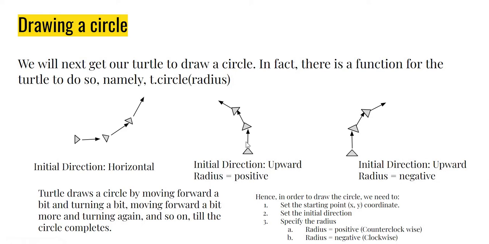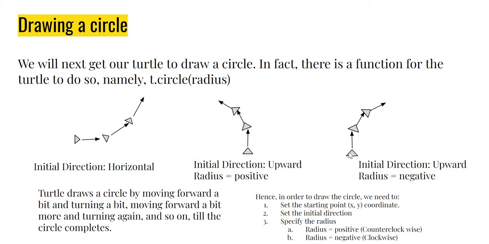Now similarly, the turtle could point upward in the beginning. It may move, move and turn. It may, for example, here also move and turn, right? Which means that in order to draw a circle, we need to do three things. We need to set the starting xy coordinate, so we use the go to statement to say where we want the circle drawn. We want to set the initial direction. For example, here the direction is horizontal, here the direction is upward in both these cases.